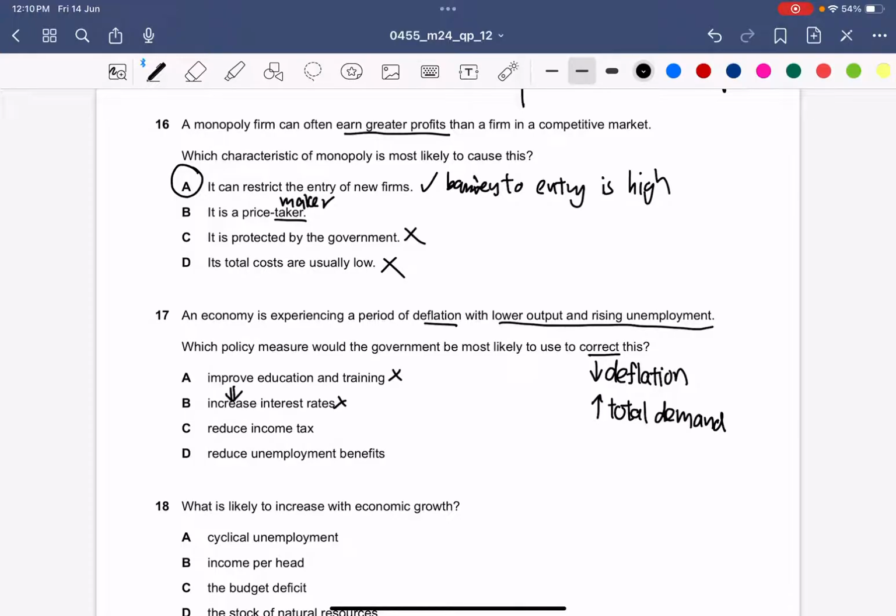Reduce income tax. Yes, because this can increase the retained profits of firms, so they can use the remaining money to increase investment and expand their business. This increases the demand for labor and can reduce the unemployment, which is mentioned here. Yeah, this is the correct answer. Reduce unemployment benefits. No, this is wrong. Yeah, this is the answer.